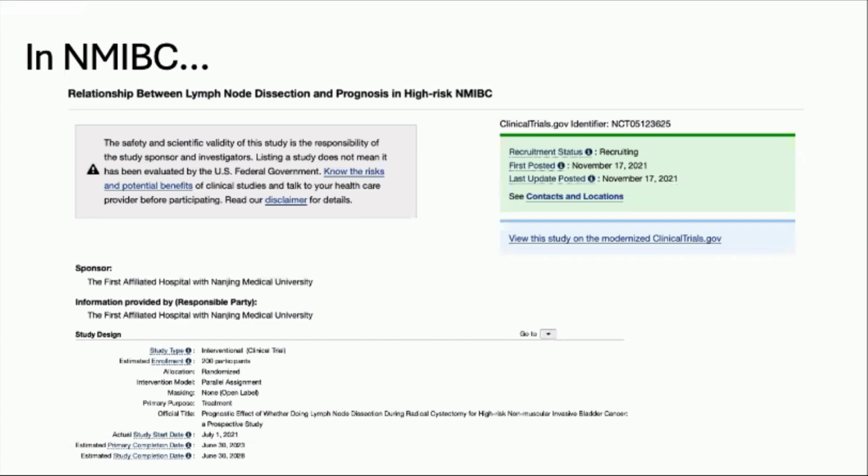Now, in the world of non-muscle invasive bladder disease, there is an ongoing study looking at essentially the role of lymph node dissection in non-muscle invasive bladder cancer. So we'll be excited to see what the results of this study might be.